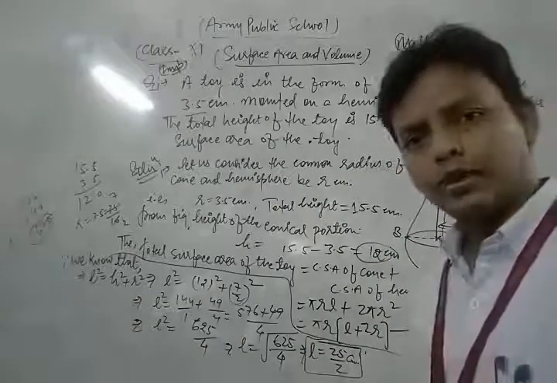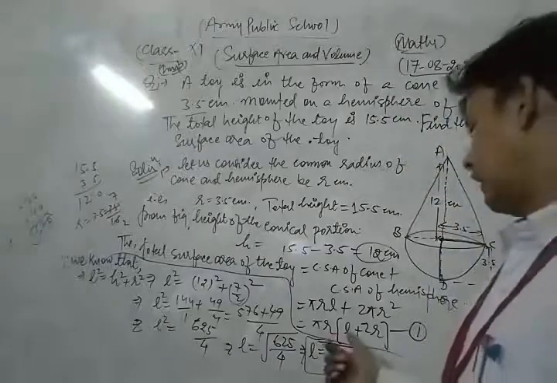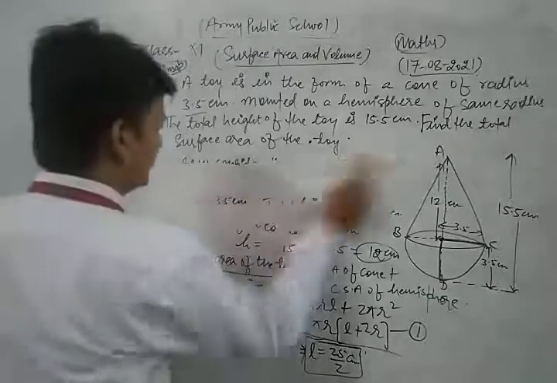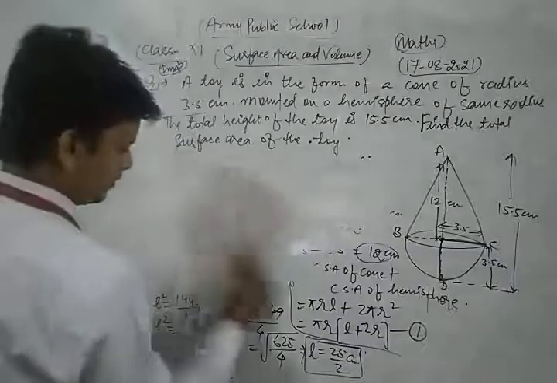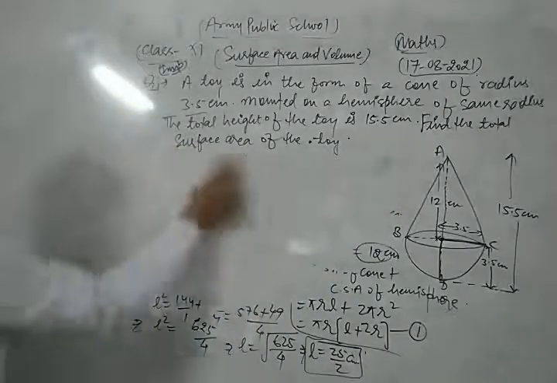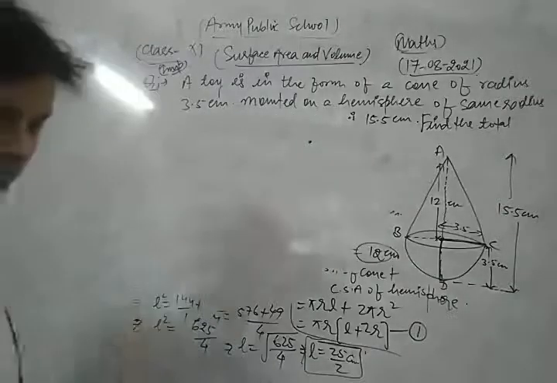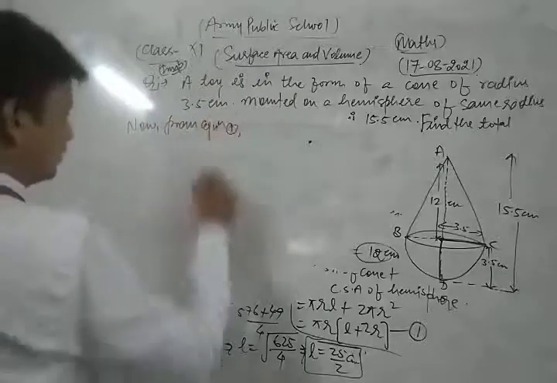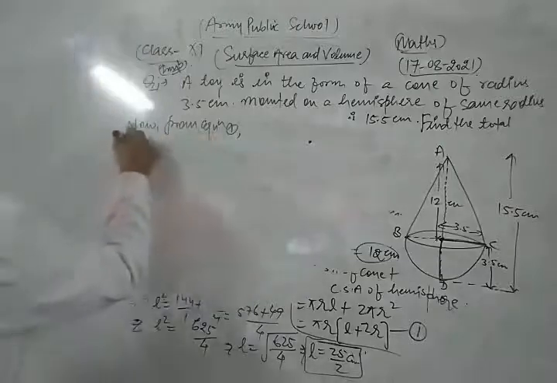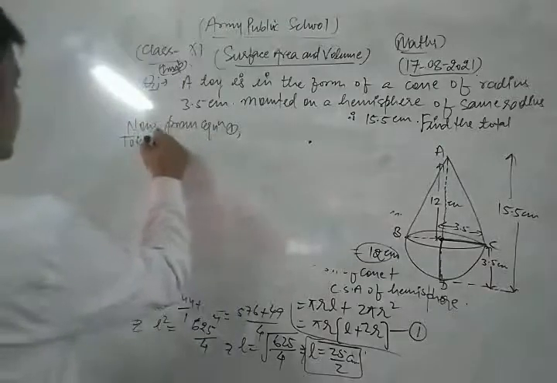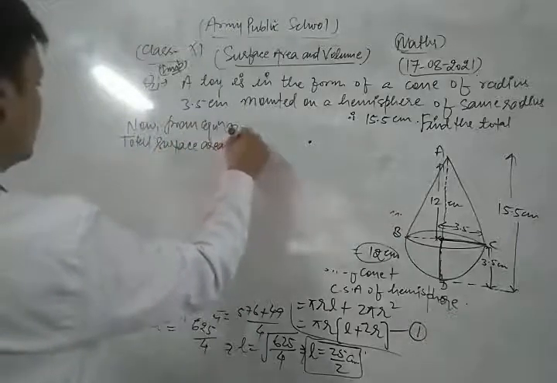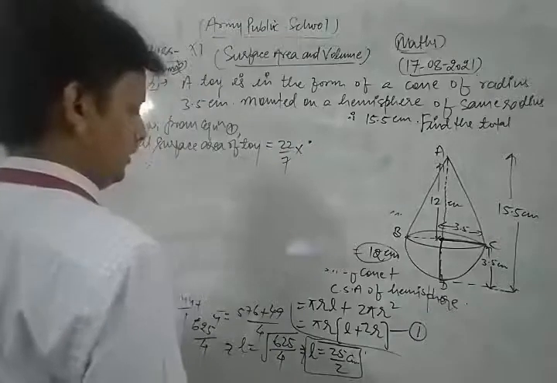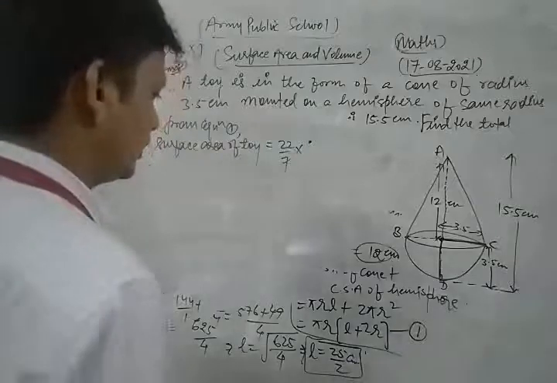Now, dear friends, we put the values of L, R and pi in equation 1. Look, from equation 1, the total surface area is pi into R. Pi is 22 upon 7, and the value of R is 7 upon 2.